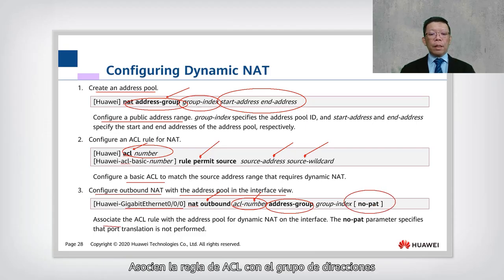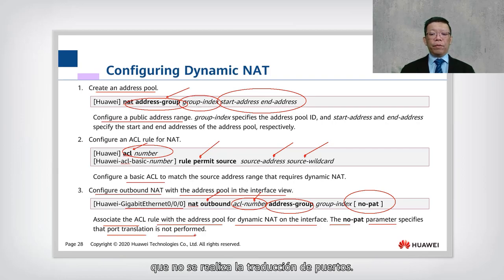So associate the ACL rules with the address pool for dynamic NAT on the interface. The NOPAT parameters specify that port address translation is not performed. No worry about no PAT here, because the next slide after this we are going to explain what it means by PAT.